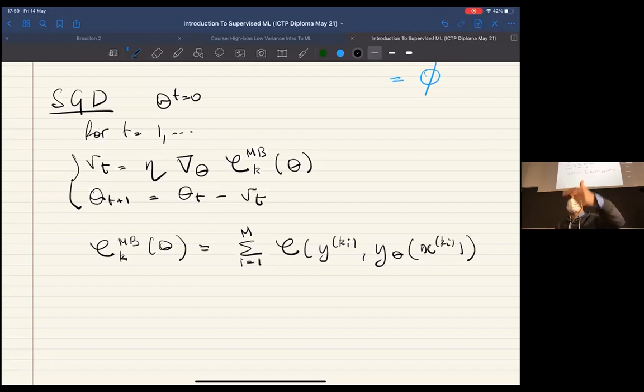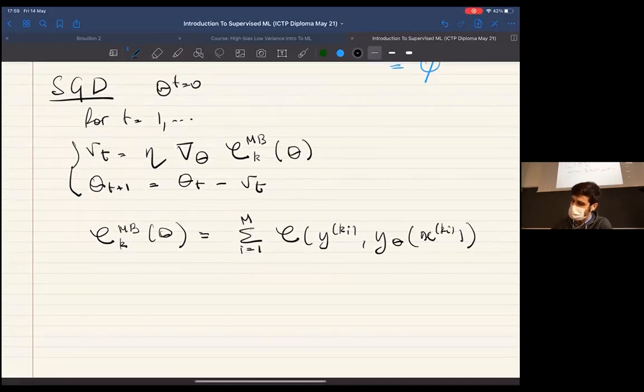And each time you do an iteration, you go to the next mini batch. If you want, here I can put k equal k plus one. So you loop over the mini batches like this. You apply the normal gradient descent algorithm, but each time you do an update, you evaluate the cost on a different mini batch, not on the whole data.